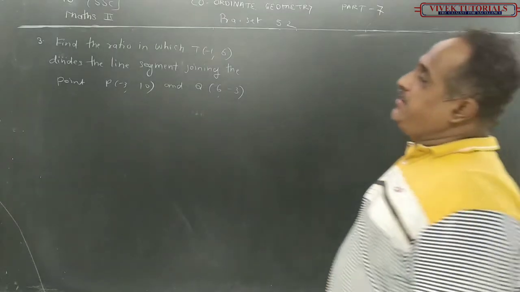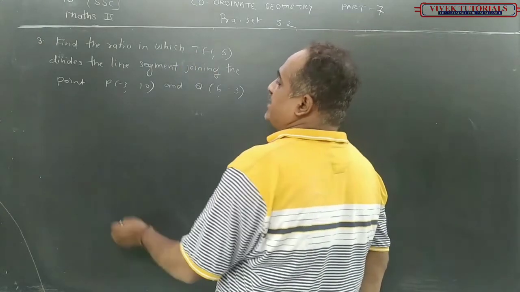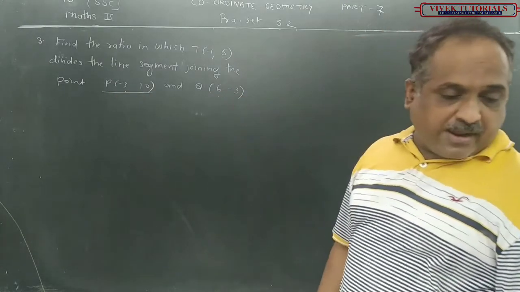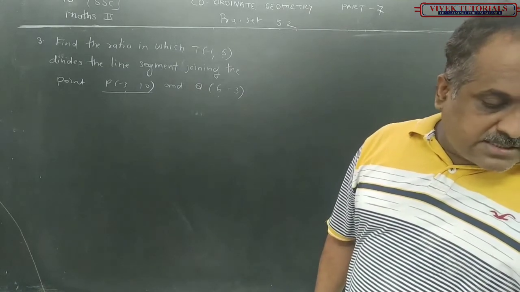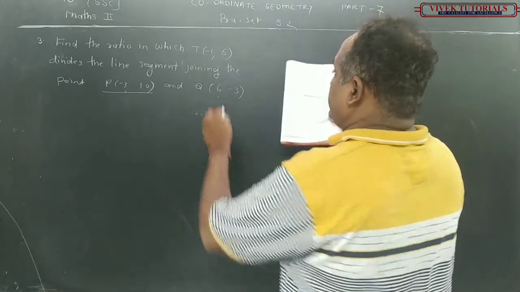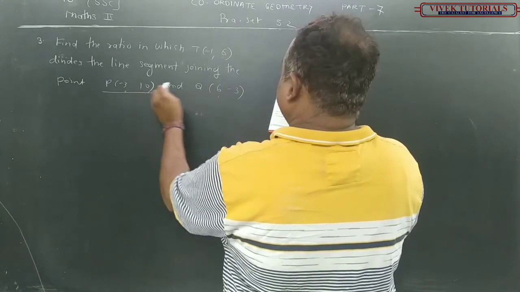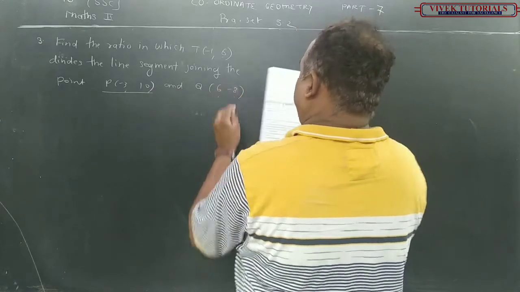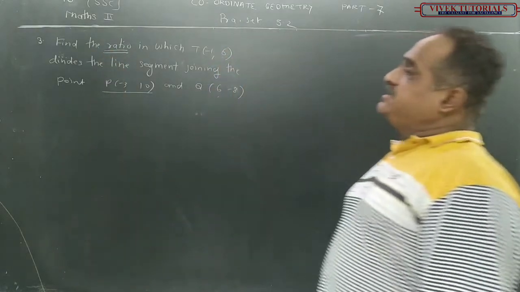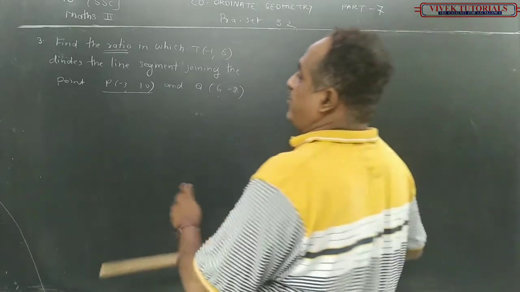Okay. Question number 3. Find the ratio in which T (-1,6) divides the line segment joining point P (-3,10) and Q (6,-8). Okay, so we have to find out the ratio. If T divides the line segment in some ratio, so we'll draw a figure for it.